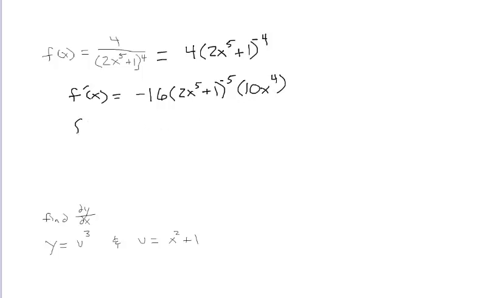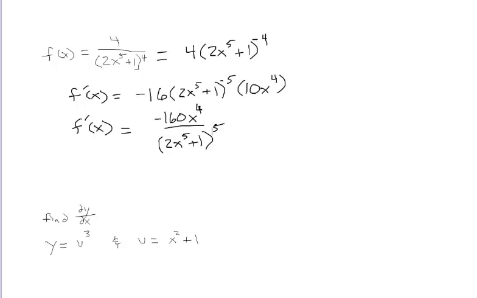And I'll do one simplification step. So I have negative 16 and 10x to the 4th all in the numerator. So I have negative 160 x to the 4th divided by 2x to the 5th plus 1 all raised to the 5th power.